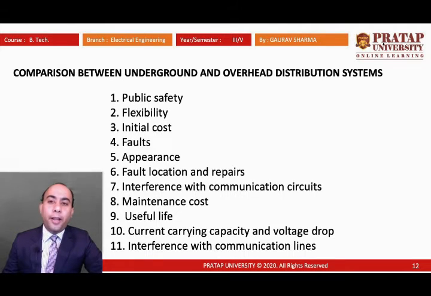Now when we talk about the maintenance cost, it is an additional cost and a most important factor which we have to consider. The maintenance cost of the underground system is very high. When we talk about the useful life, yes, as the overhead system is exposed to our environment, in an open area, the useful life is less as compared to the underground system. Current carrying capacity and voltage drop: the overhead system has the more current carrying capacity.